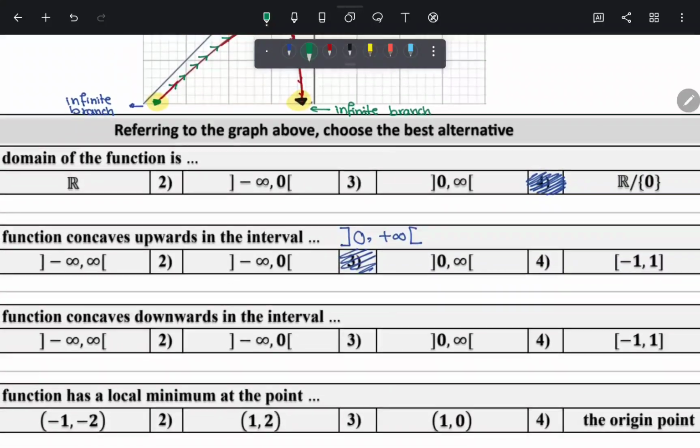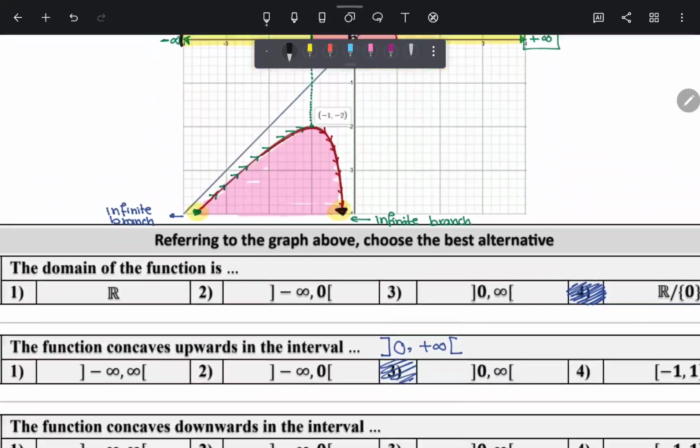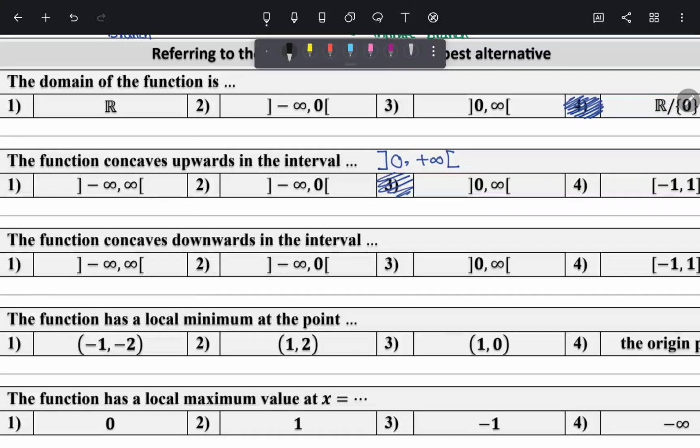Right. The function concaves downwards. Where does it concave downwards? In this place, from negative infinity until just before the zero. Zero is a gap, so we must open it at zero. So from minus infinity to just before the zero is the place where the function concaves downwards. That is the second choice. So this one is concaving upwards and the other one is concaving downwards.